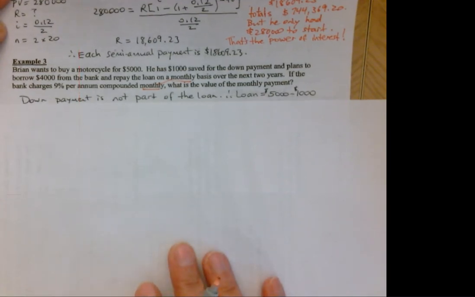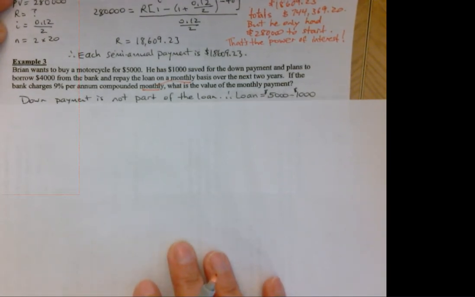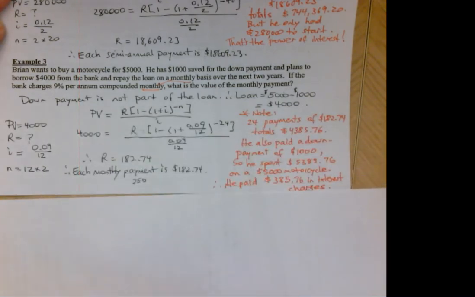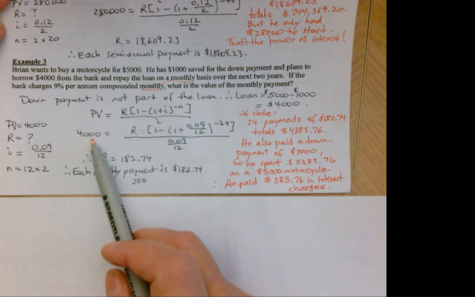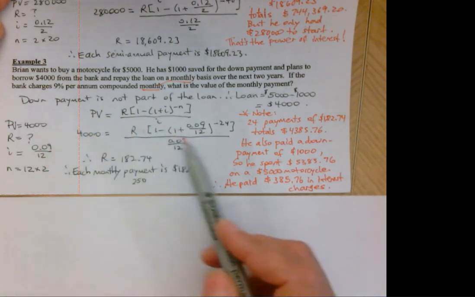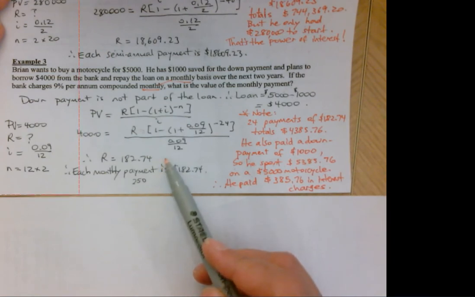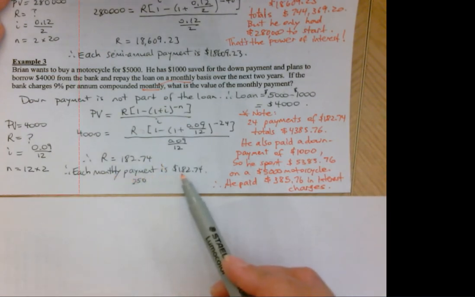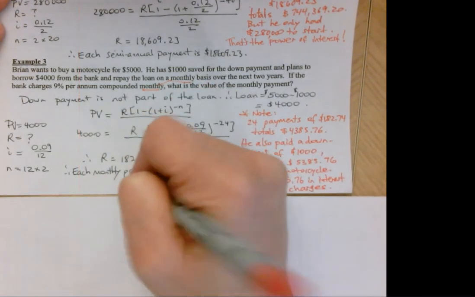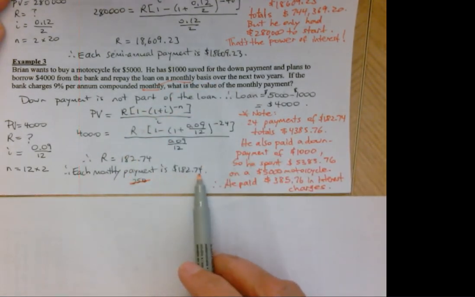What is the value of the monthly payment? So again, they're asking for R. Remember that the down payment is not part of the loan, because the down payment you're able to give the store right away. So here's my solution. We know the present value of the loan. We know we owe $4,000. We don't know the R. Put all the information in and solve for the R. So that means that he has to make a payment of $182.74. And this is the page number, so ignore that. That's how much he has to make.